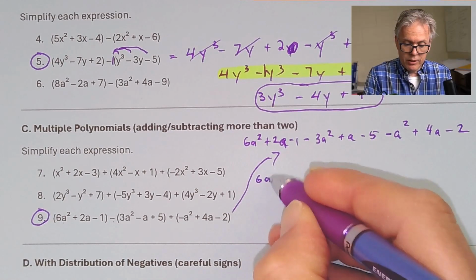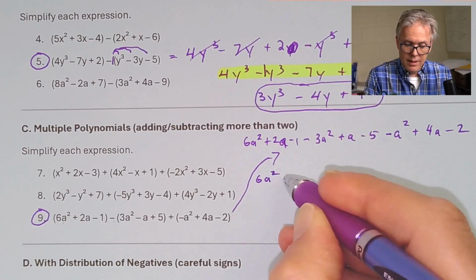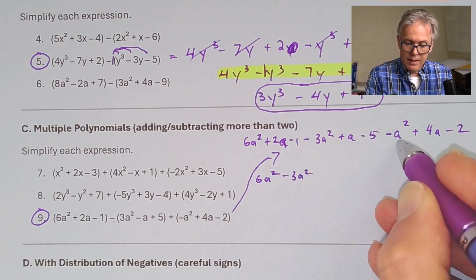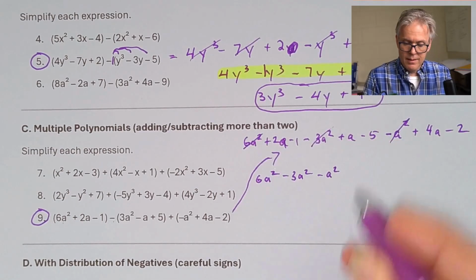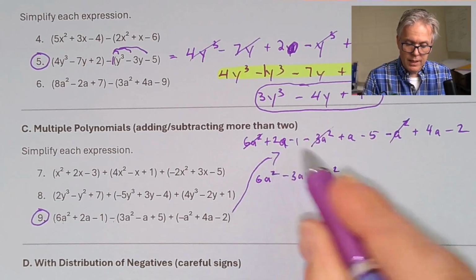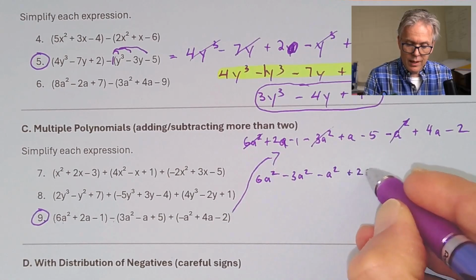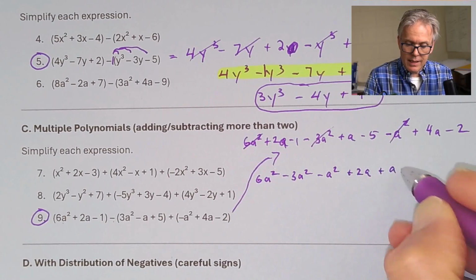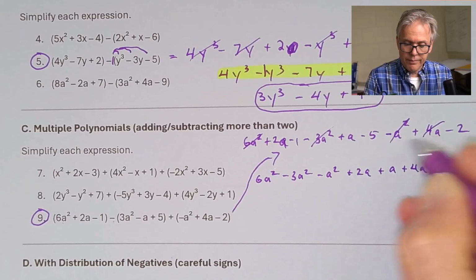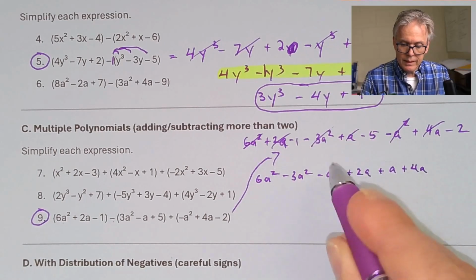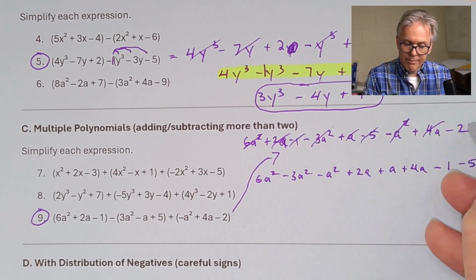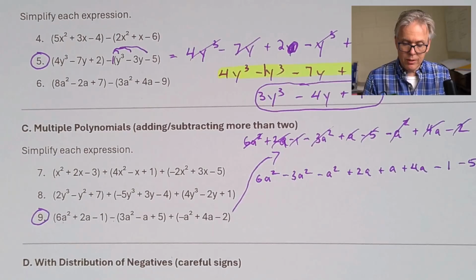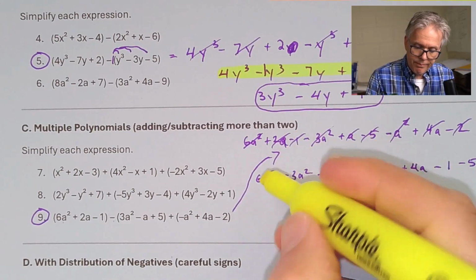So all my like terms are going to go side by side. So 6a squared, I've got a minus 3a squared, and I've got a minus a squared. So I'll just go ahead and remove those from my list there, then move over to the next term, the a. I've got a plus 2a, a plus a, and a plus 4a. And then I've got a minus 1, minus 5, minus 2. All those go away. Okay, so now my like terms are all beside each other. Here's our first set.